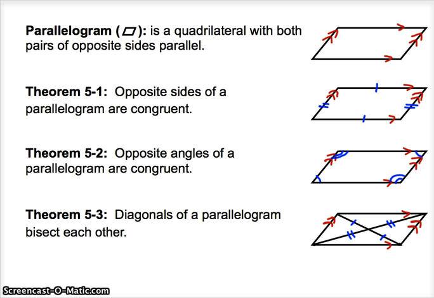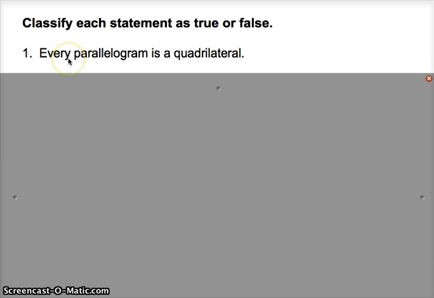Let's look at how we can use this. So a couple questions. Classify each statement as true or false. So try to answer these before you hear me tell you what the answer is. First one, every parallelogram is a quadrilateral. So it's pretty much saying, if something's a parallelogram, does it have to have four sides? And we know the answer is true.